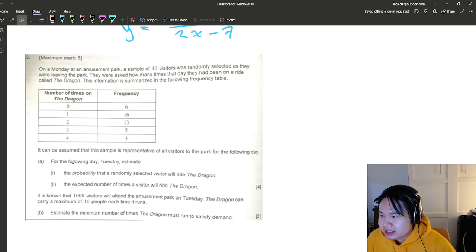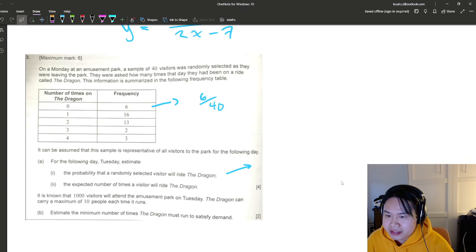And then let's see, for the following day, estimate the probability that the randomly selected visitor will ride the dragon. So as you can see here, the only people that don't ride it are these 6 people out of the 40. So the probability that you will ride the dragon is the other part of this 40 people. So 34 people out of 40.